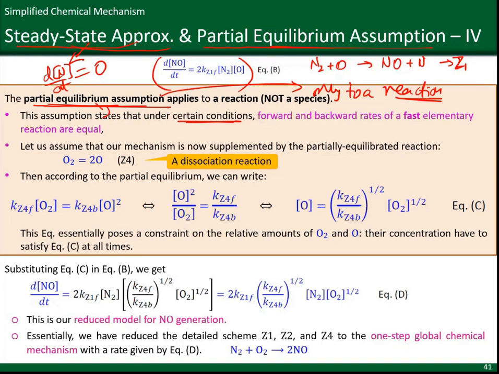You don't have to worry about anything else. It's again a physics-based assumption that we are making. So now, when does partial equilibrium assumption apply? Well, it applies in a lot of cases where the forward and the backward reactions are progressing really rapidly, and the rate of forward reaction is equal to the rate of the backward reaction.